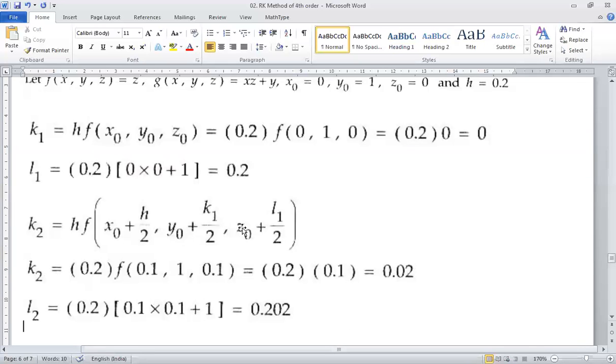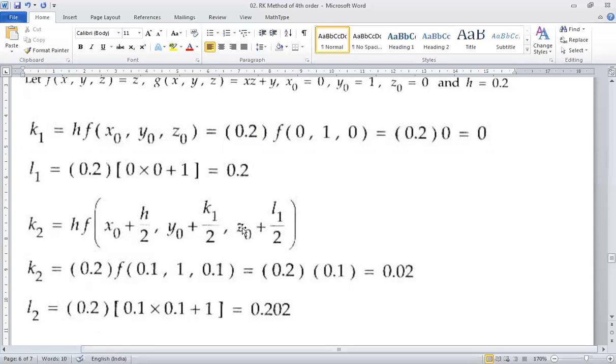Okay, so as you are aware, in Runge-Kutta method, we need to find K1, K2, K3, K4. Since we have simultaneous linear differential equations, we need to find K1, K2, K3, K4 for the first linear differential equation, and L1, L2, L3, L4 for the second differential equation. So let's see how to do this.